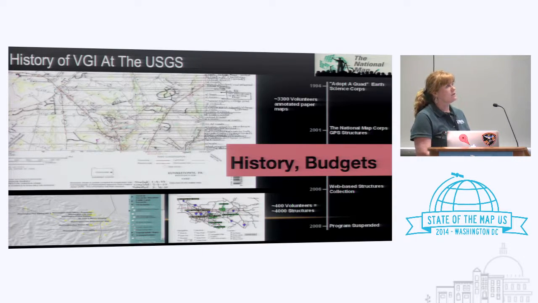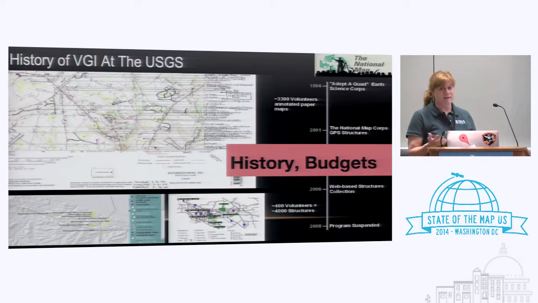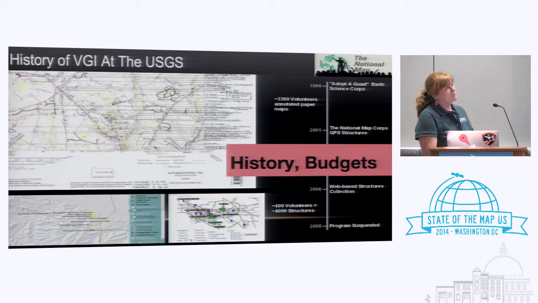In 2001, they started collecting structures using GPS units, as GPS units became more affordable. I think I got one for Christmas in 2000. I think that was my first one. Web-based structures collection followed in 2006, and then in 2008, the program was suspended. There's a lot of reasons for that.